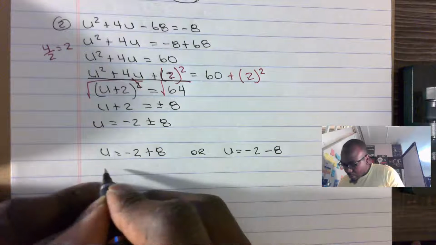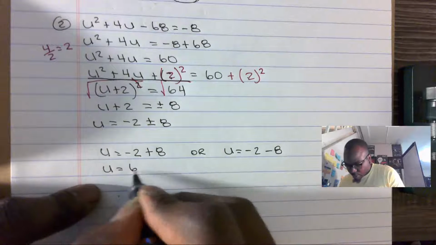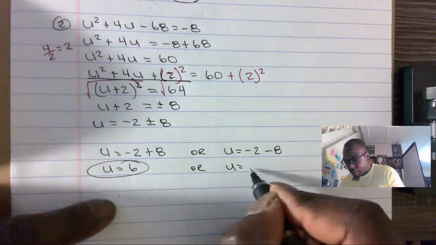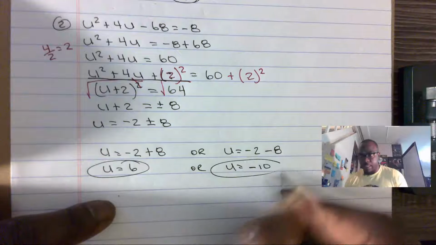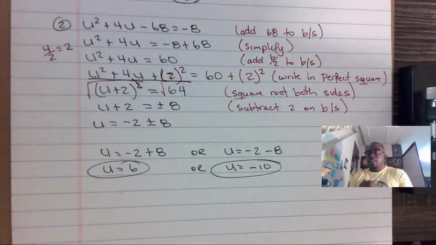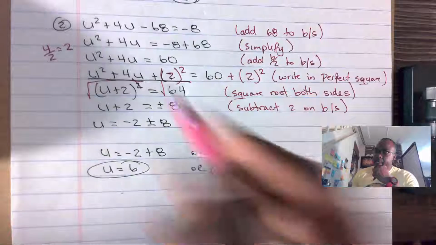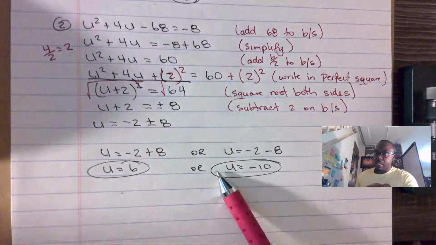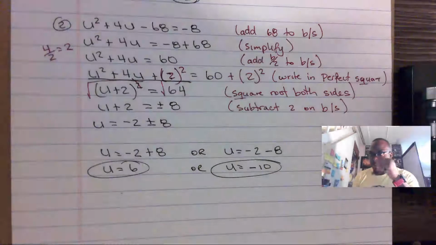Negative 2 plus 8, u is equal to 6. Or I have u is equal to negative 10. That's my second option. So again, as you can see here, these are all the things that I did throughout this problem to get to my answer. So let's look at one more problem, problem number 3.